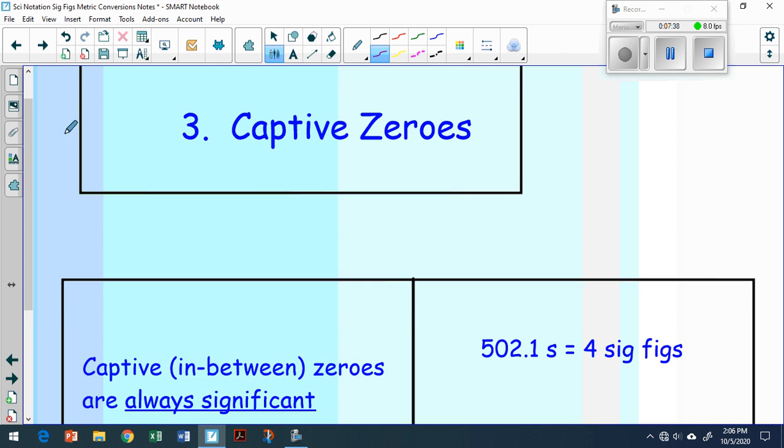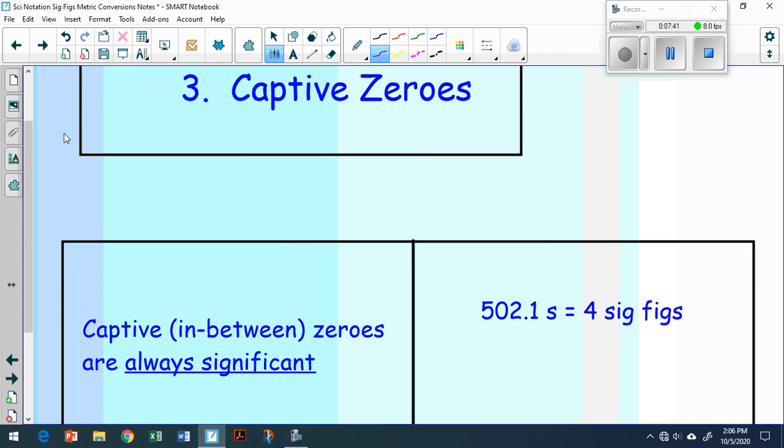Our next zero is called a captive zero because it is held between non-zero numbers. Any zero between 2 non-zero numbers is significant because we know that that's what it should be. There is no estimation until we get to the 1. So what that implies is that the 0 in 502.1 is known to be a 0. They are always significant when they are between other non-zero numbers.